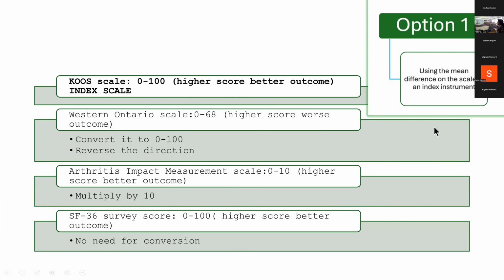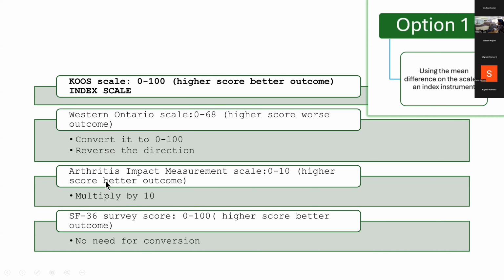So let's look at option 1, where you use one particular scale. If most of the studies have used a particular scale, that is the knee osteoarthritis scale, which is 0 to 100, and the higher the score, the better the outcome, I will use this as my index scale. Suppose my study has reported the outcomes in the Western Ontario scale. The scoring is from 0 to 68, and a higher score means a worse outcome. So what do you do in this case? You must convert it into the 0 to 100 score. Then you must reverse the direction of your scale.